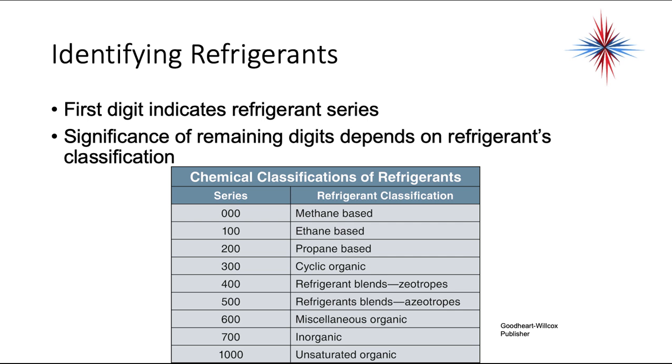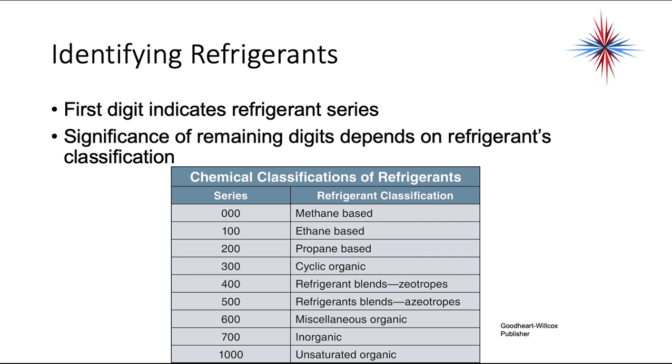There's the 600 series, miscellaneous organic. There's the 700 series, inorganic. And there's the 1000 series, unsaturated organic. So the first digit, for example, R134A, says it's ethane based. R410A is a zeotropic blend. It will have a temperature curve. R502 is a blend. It's an azeotrope. It behaves as a single refrigerant.